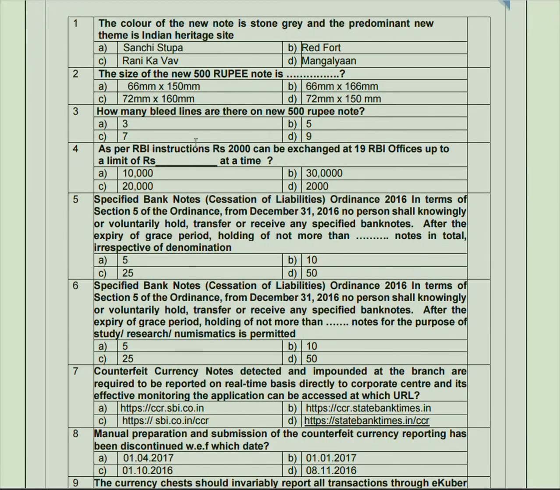So let's begin. 50 questions are there. First question: the color of the new note is stone gray, and the predominant new theme is Indian heritage site, which is Red Fort. It's B. The size of the new 500 rupee note is 66 mm by 150 mm. How many bleed lines are there on the new 500 rupee note? So it's 5 bleed lines. 500 rupees note, 5 bleed lines. This you can remember.